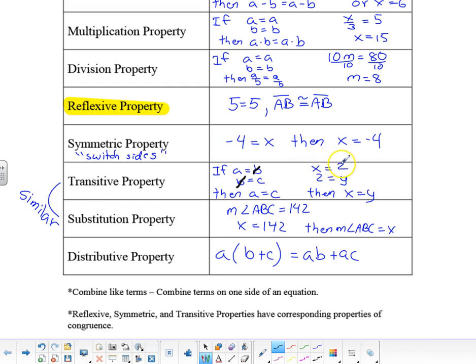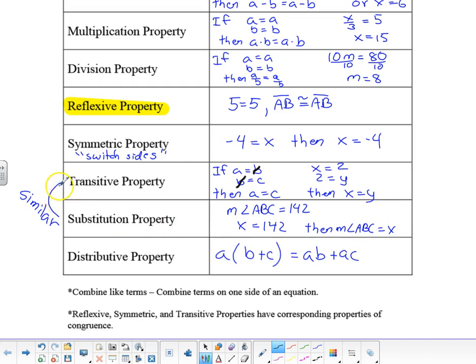So here's an example. If x equals 2 and 2 equals y, then we know that x equals y. The substitution property: the measure of angle ABC equals 142, x equals 142, so then the measure of angle ABC equals x.